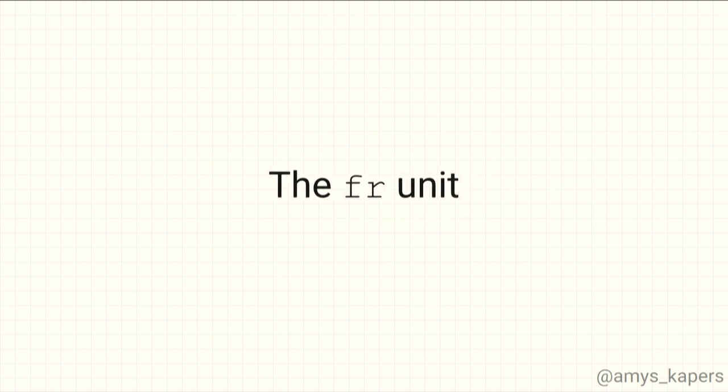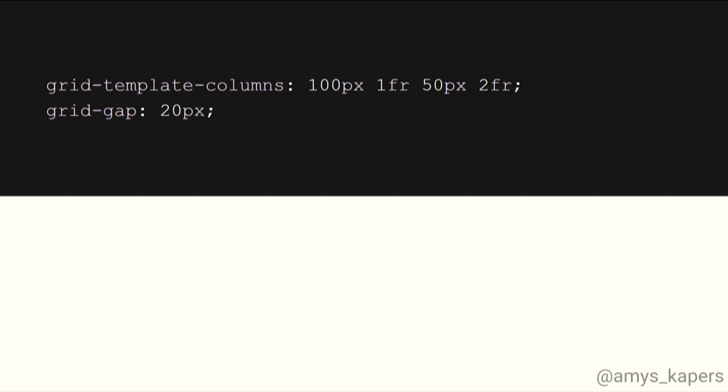Now, the FR unit is something that has come with grid and is often used in place of percentages because it takes away a lot of the issues that we have. It works similar to the flexbox basis property. To explain how the FR unit works, say we have a grid with columns of 100 pixels, 1FR, 50 pixels, 2FR, and we want a gap of 20 pixels between each of those columns. I'm going to touch on the grid gap property later.